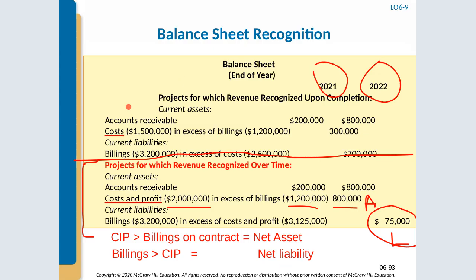So this upper portion of this illustration was showing how do we report under upon completion rather than percentage of completion. So in terms of your exam, the focus should be on percentage of completion, of course, but you should have an understanding of when do we use upon completion, okay?